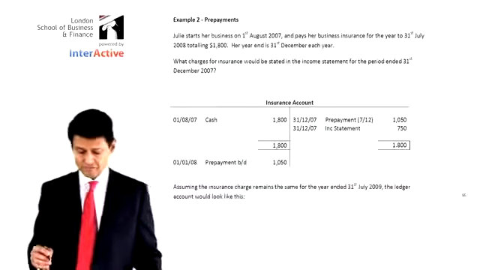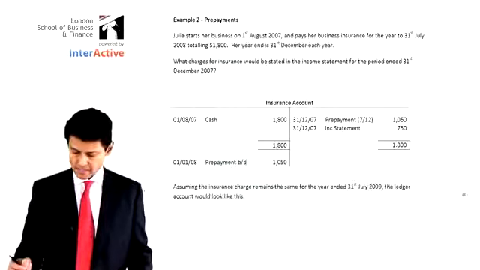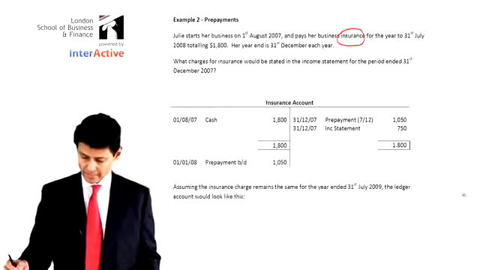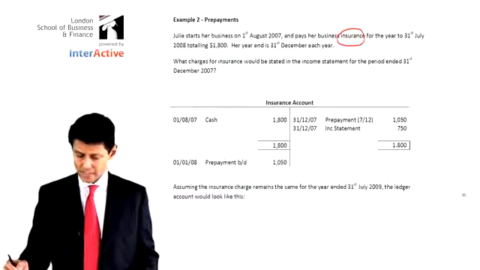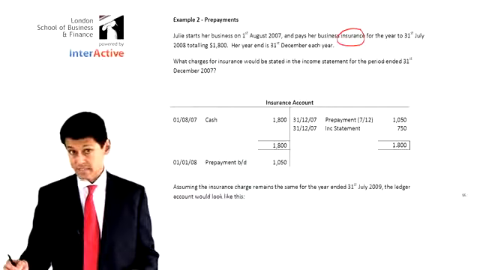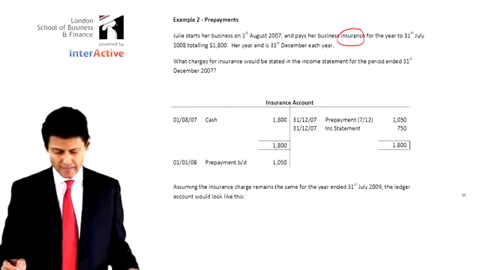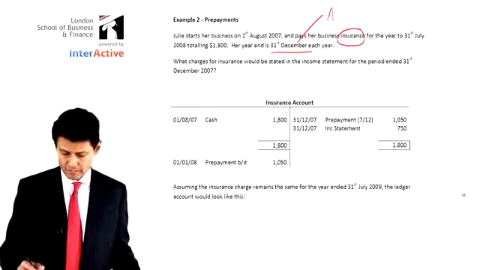starts her business on the 1st of August 2007 and pays her business insurance, I see, for the year to 31st of July 2008. Now, if you started in August, naturally 12 months is till the end of July. Her year end is 31st of December each year, so that's her accounting year end.